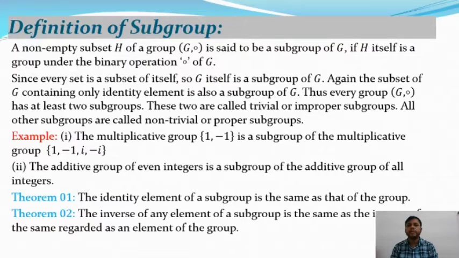and (Z, +) contains the elements 0, ±1, ±2, ±3, and so on up to infinity. The set of even integers, that means 2Z, contains the elements 0, ±2, ±4, ±6. So 2Z is a subset of Z, and it is also a group. Therefore 2Z is a subgroup of the additive group (Z, +), as well as the additive group of odd integers being a subgroup of the additive group of all integers.